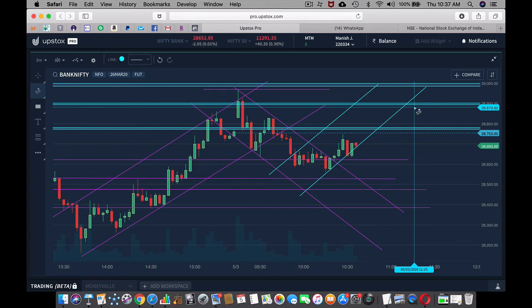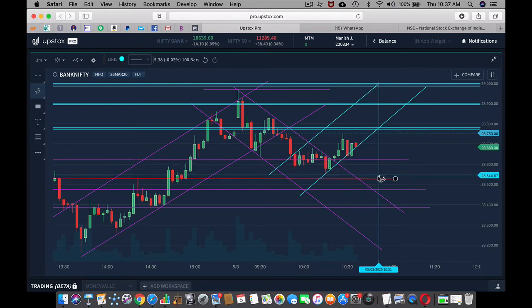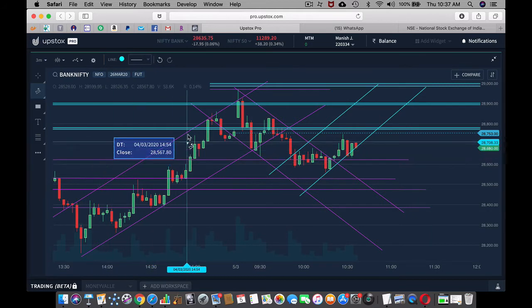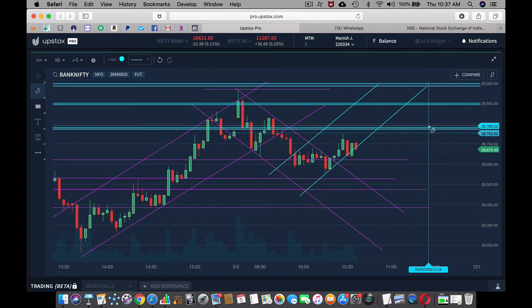So 700 point is 28,700, is very much important. It's getting a resistance over there. And the beauty of this particular aspect is, you have to watch this horizontal line also, because these horizontal lines are the lines where market is actually moving up and down. So I would explain in some other video the importance of drawing those horizontal lines.